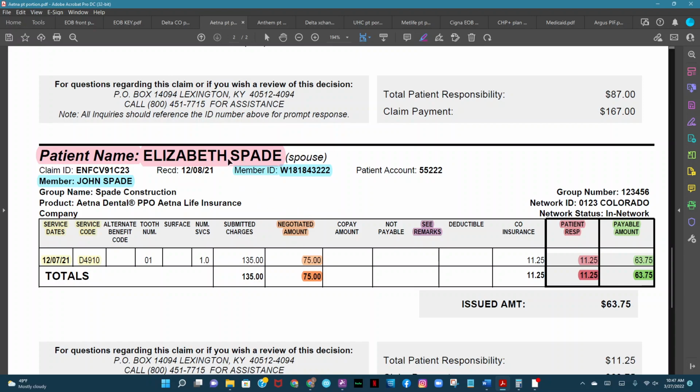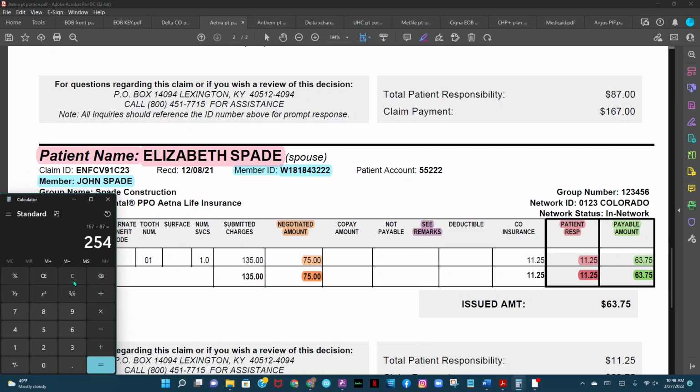Looks like we have another one here for Elizabeth Spade. Member or subscriber, we have John. Member ID here. Remember, there's no date of birth on this one. Date of service is 12/7. Looks like they were seen for perio maintenance. We have insurance paid us $63.75. Patient responsibility is $11.25. And it says here for the negotiated amount, otherwise the contracted fee is $75.